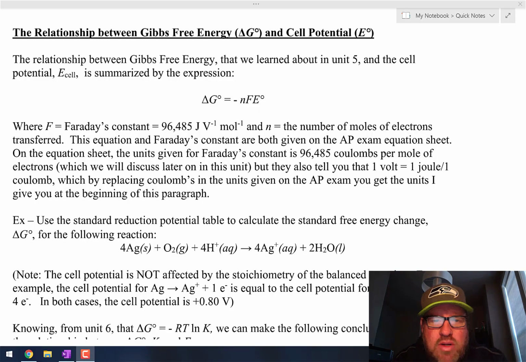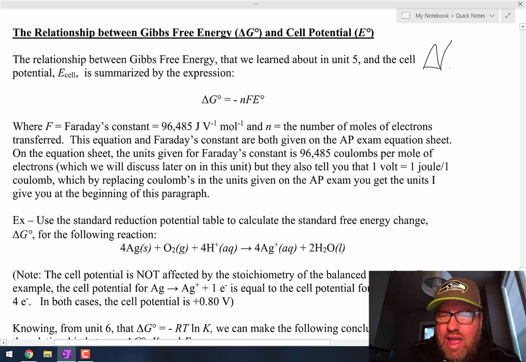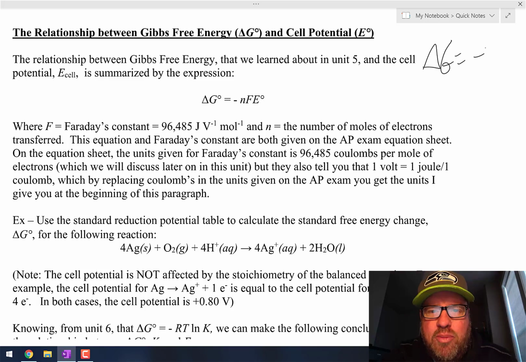When we were learning about delta G and Gibbs free energy in Unit 5, we had said that when delta G is a negative value, we know that it is thermodynamically favorable in the forward direction, and when delta G is positive, it's not thermodynamically favorable. Cell potential tells us the exact same thing.